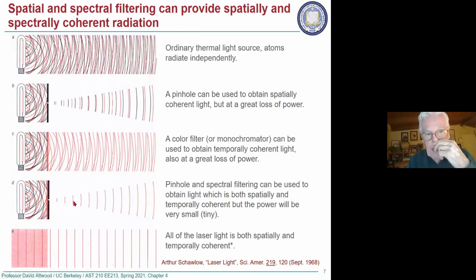In fact, I have used a light bulb to make off-axis holograms, which I would have thought up to that point required a laser, but we managed. We didn't have a lot of power. This is from the article by Art Schawlow, a professor at Stanford, who wrote one of the earliest articles on laser light, he and Charles Townes of Berkeley. And this is from his article. This is showing that actually you could get all of the coherence that you want in a laser if you basically just put this pinhole inside the cavity. I'll come back to it at the end. But this is the idea of what we call spatial filtering and spectral filtering.